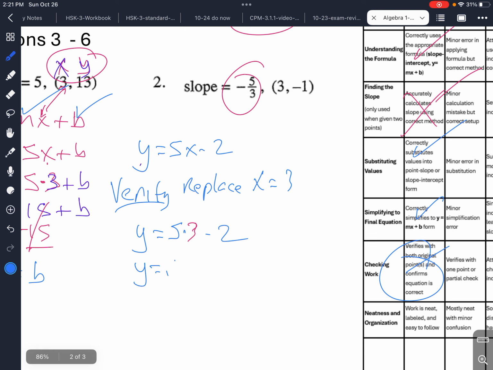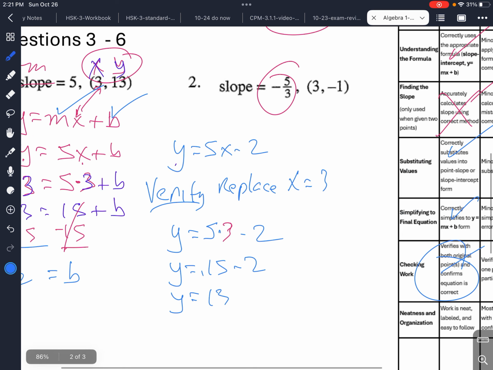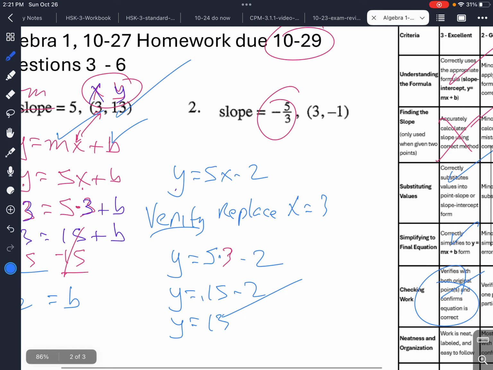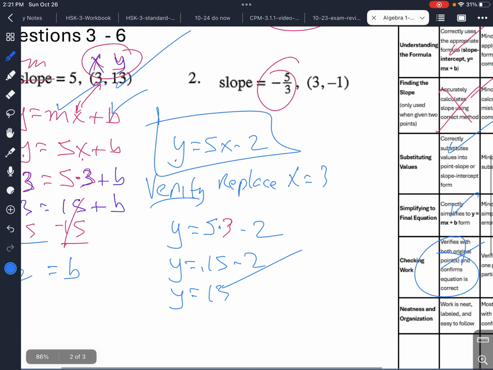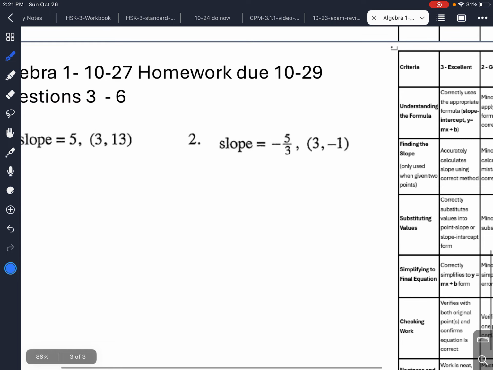Does y equal 15 minus 2? Does y equal 13? That's what I said y was supposed to be. Y was supposed to be 13. I verified it. I got all my points. So here's my final answer, and I verified it. Okay, we'll do one more.